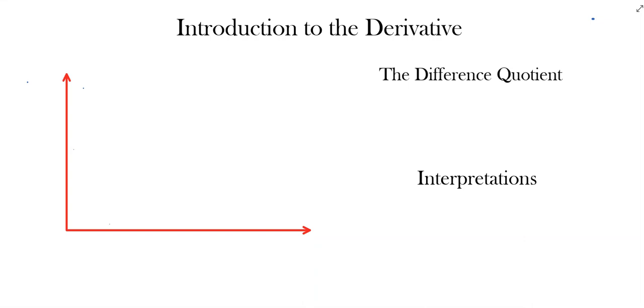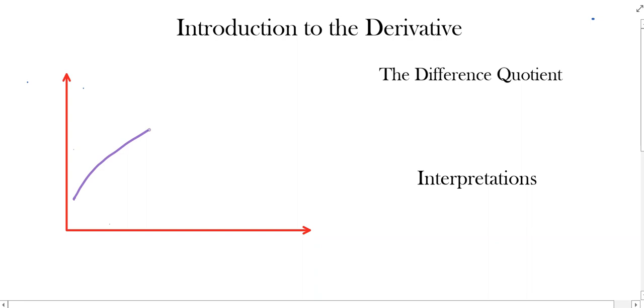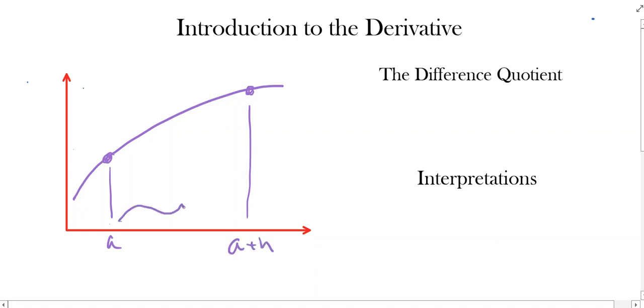In this video, I'm going to do an introduction to one of the most basic concepts of calculus, the derivative. To do that, we want to take a look at the difference quotient, which we've learned about in a previous lesson. So let's suppose we have a graph that looks something like this, and we have 2 points on this graph. We'll call this point A, and this point down here we're going to call A plus H, with H being a very small distance between the 2 points.